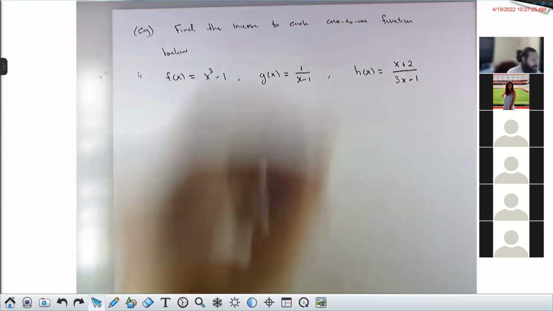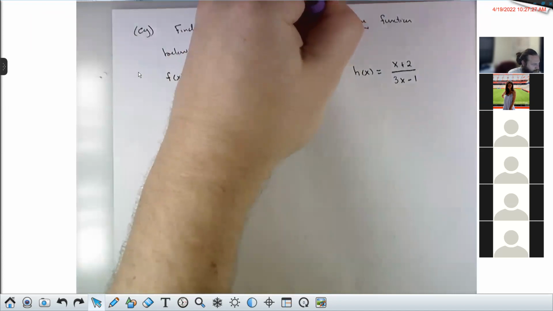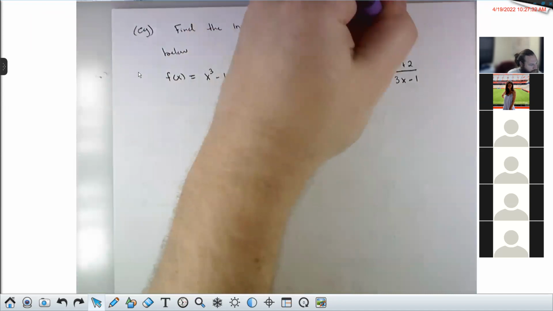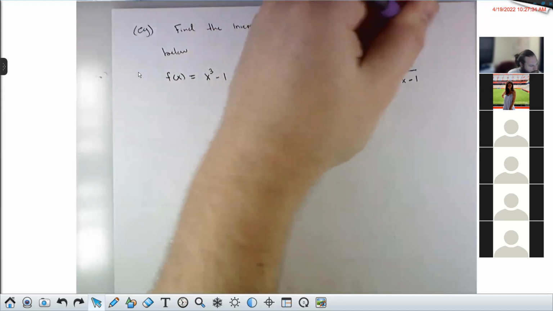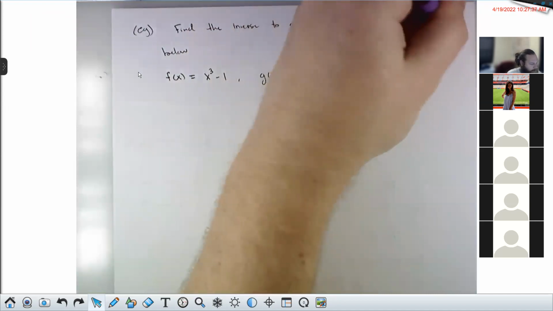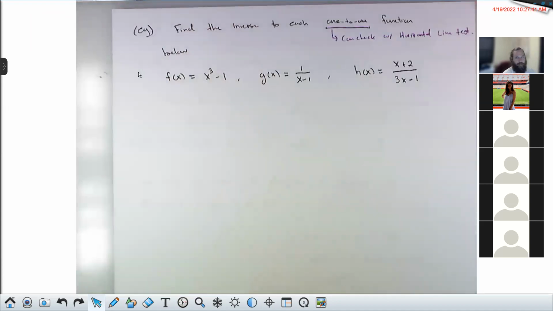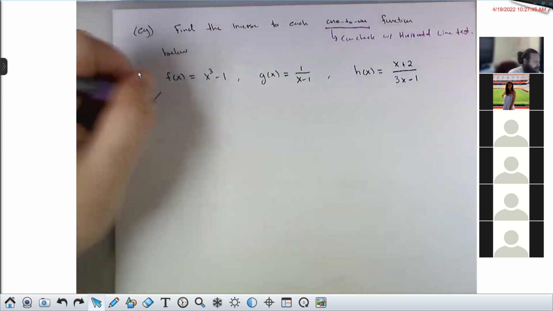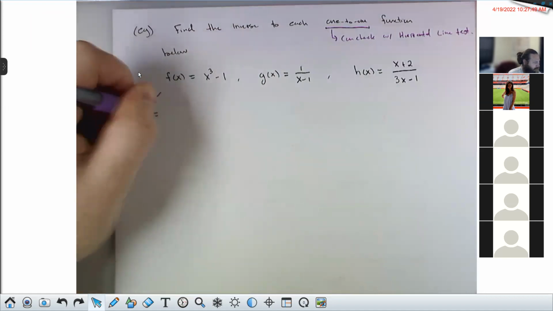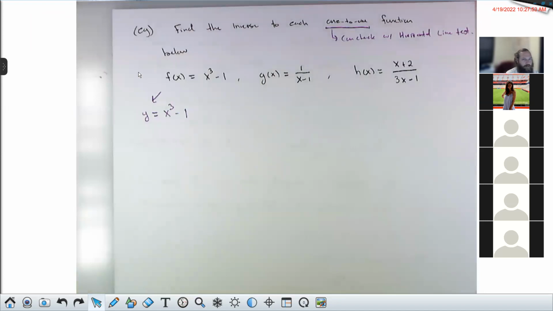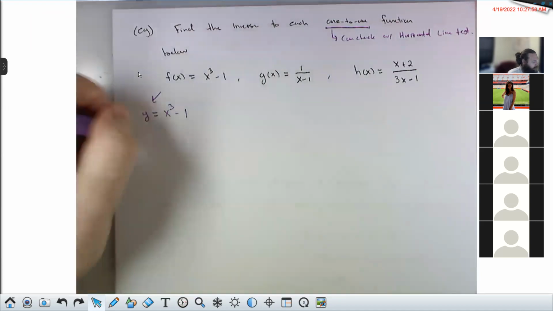So remember, you can always check this with the horizontal line test. But if I just want to find the inverse, we have a procedure. First, we write y in place of f of x. Then we try to solve for x.